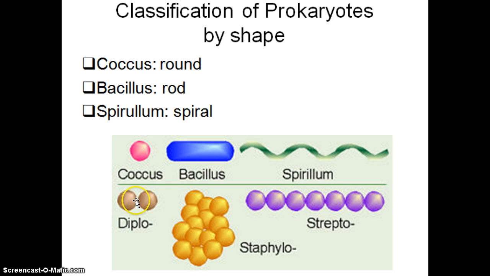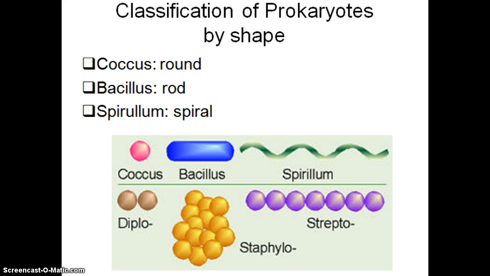The other types we could have are Diplobacillus, Staphylobacillus, Streptobacillus, or I could have Diplospirillum, Staphylospirillum, or Streptospirillum. So these particular words are like our prefixes, and that tells us how those bacterial cells are arranged. And then the second part of the word is the shape. So Staphylococcus would mean cluster of round. If I said Streptobacillus, that would be a chain of rod-shaped cells, or little sticks.